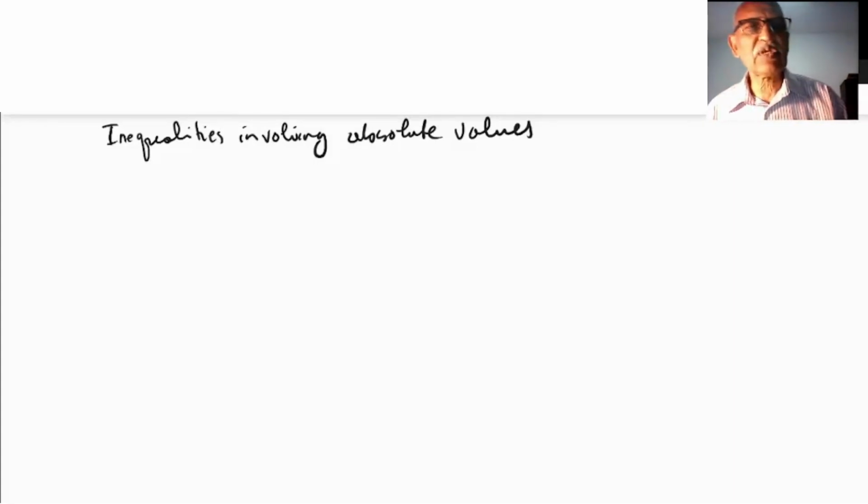Okay, our lesson today will be inequalities involving absolute values. We have seen equations involving absolute values, therefore these are similar to that. So let's start with the simplest one.